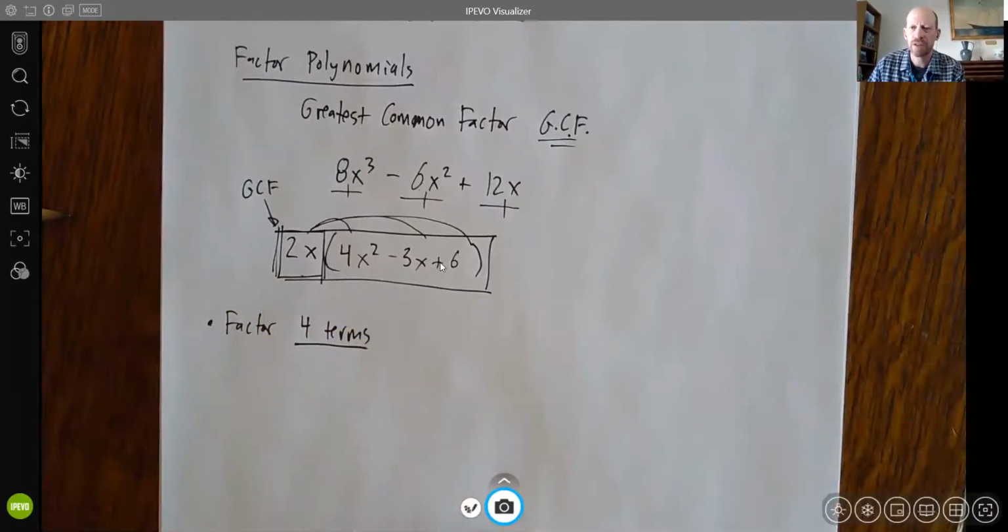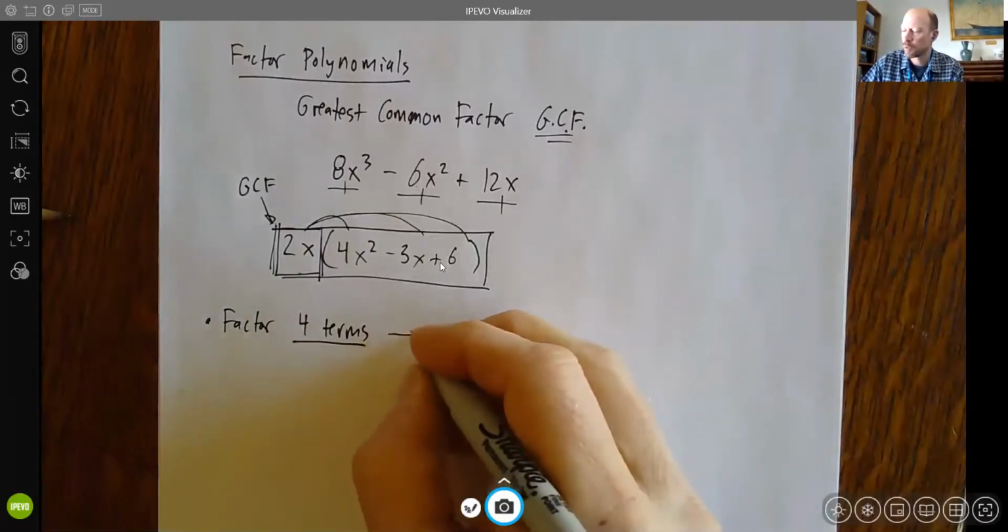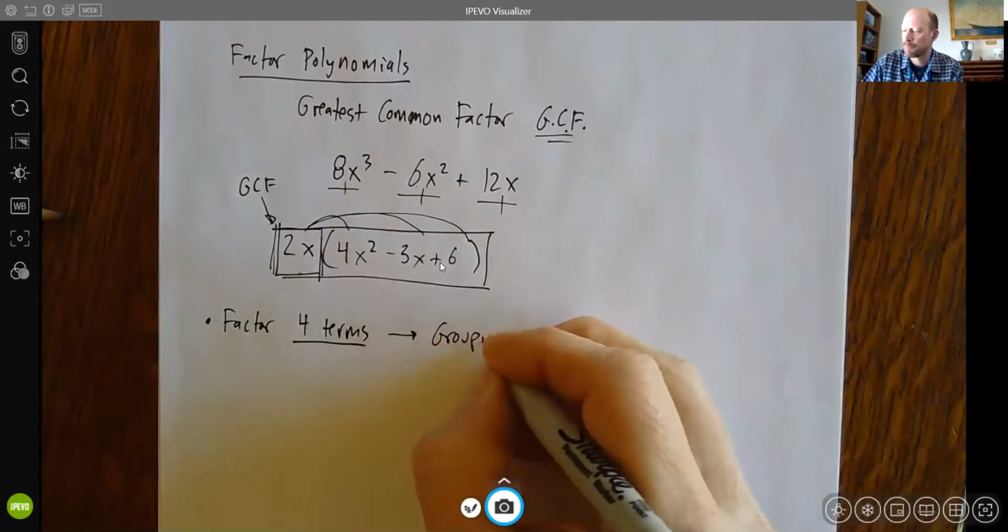So the way we organize the rest of our strategy is we look at the number of terms. After we do the GCF, or if there's no GCF and we want to continue to break the polynomial down, we have different strategies based on the number of terms. So if there's 4 terms, we're going to use a strategy called grouping.